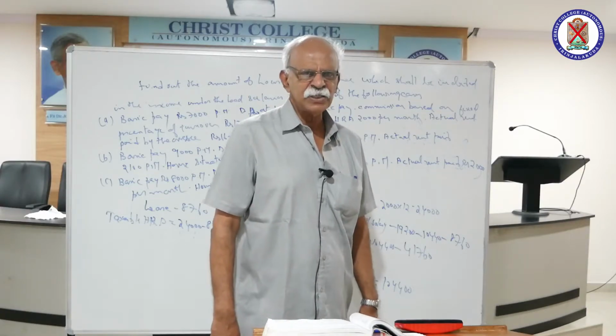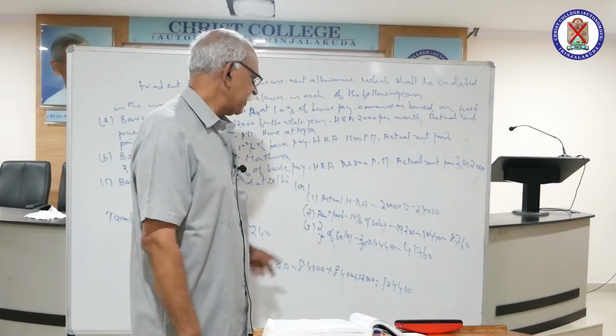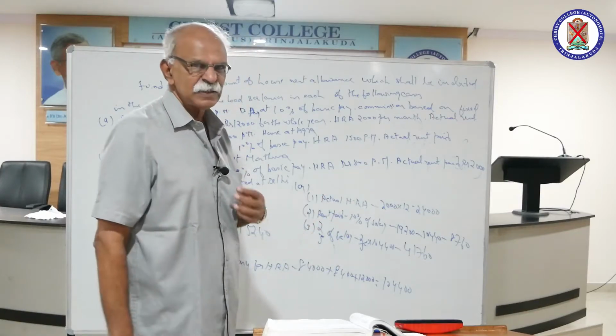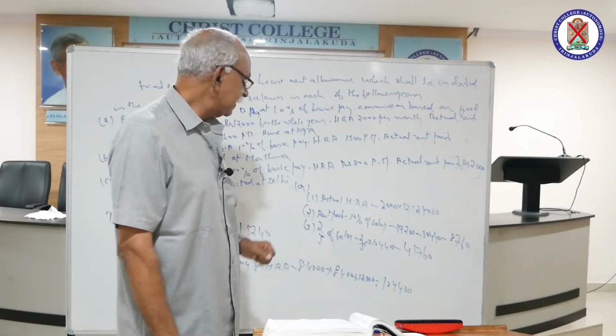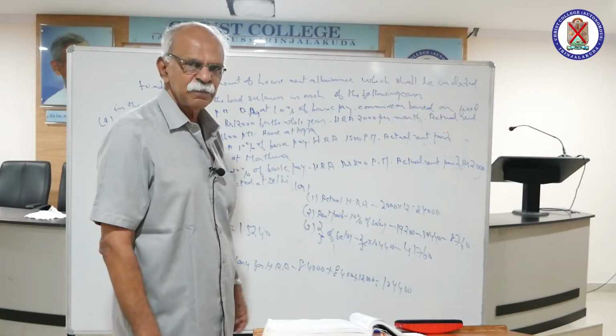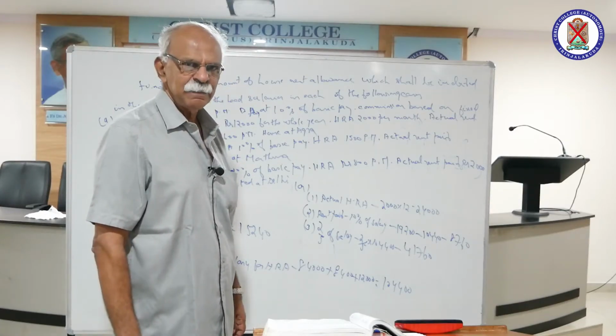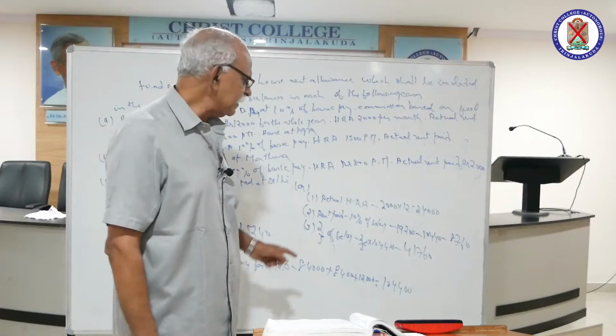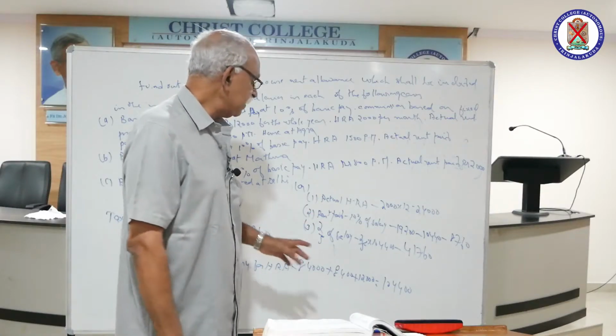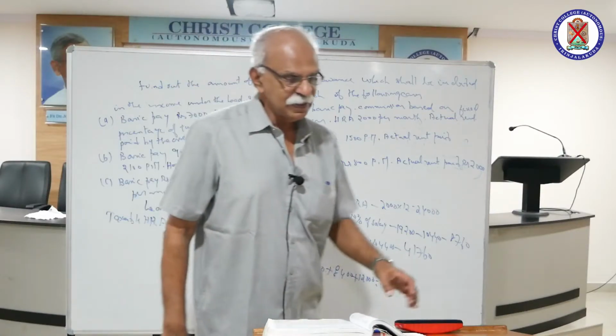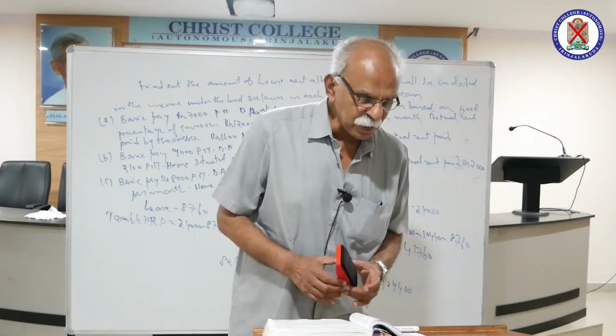So from actual HRA 24,000, you have to deduct 8,760, then you will get the taxable HRA. How much is taxable HRA? Taxable HRA will be 15,240.